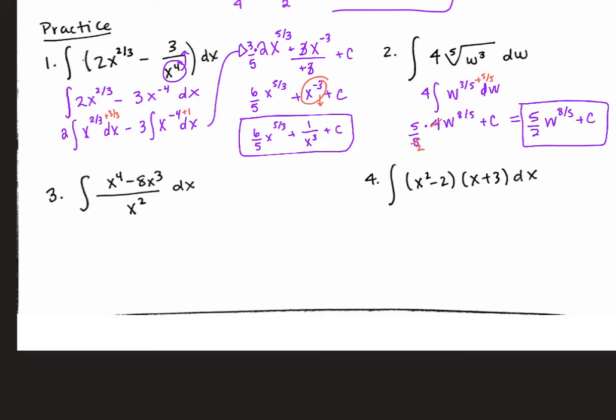In number 3, I need to separate my fractions so I can take these integrals separately. So I'm going to rewrite this one as x to the 4th over x squared minus 8x cubed over x squared dx. I'm going to simplify this a little bit. So it becomes x to the 4th over x squared is x squared. And 8x to the 3rd over x squared is 8x.